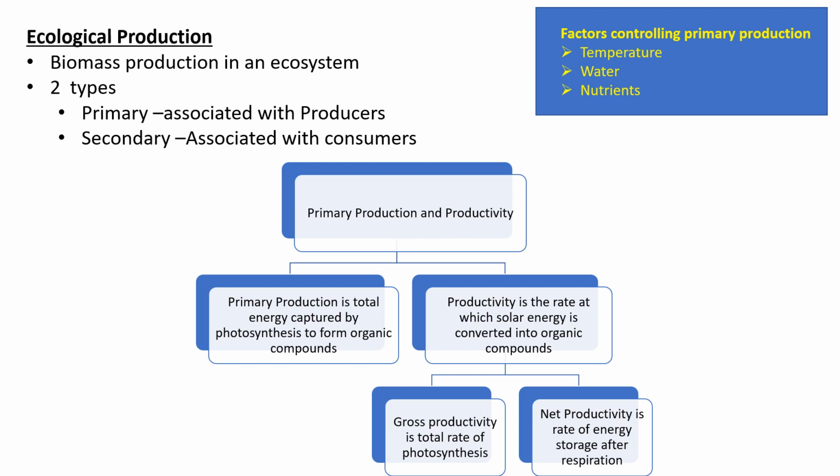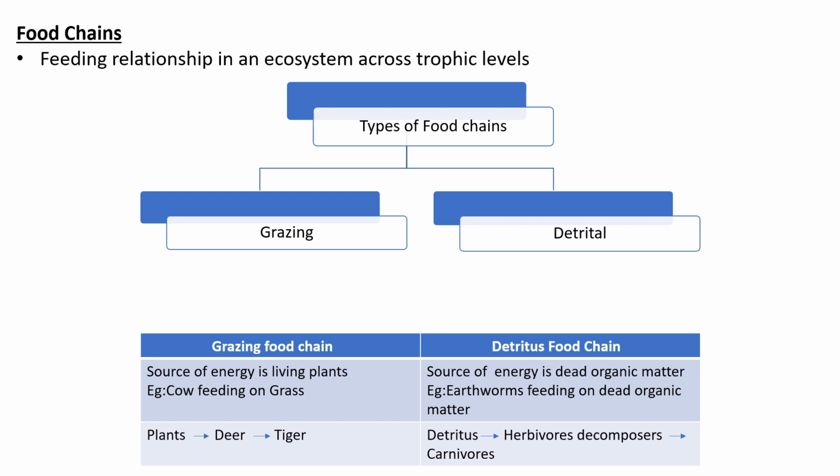Next is food chains. It is nothing but a feeding relationship across various trophic levels in an ecosystem. If I have to give an example of a food chain, it will go like, let's say, the green plants being eaten by rabbits and deer, who in turn are eaten by lions and tigers.